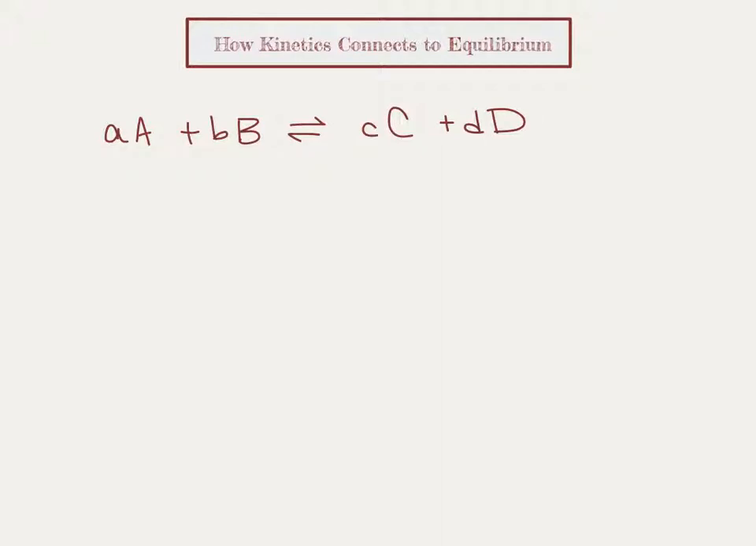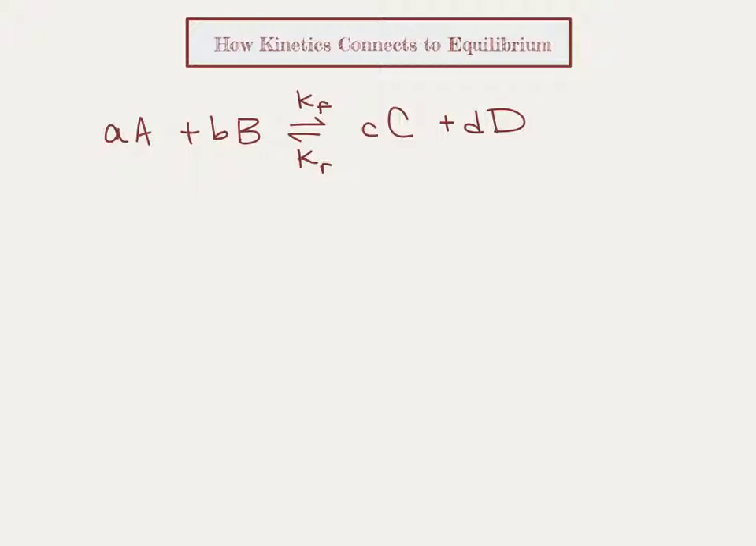we can write the rate laws for the forward and reverse reactions from stoichiometric coefficients. I'm going to label the forward reaction with a rate constant with a subscript f, and the reverse reaction with a rate constant with a subscript of r.